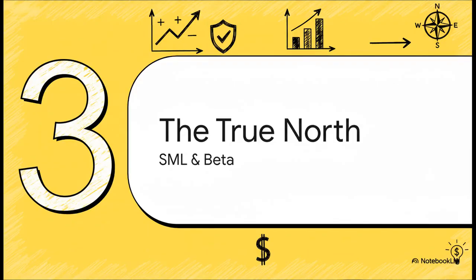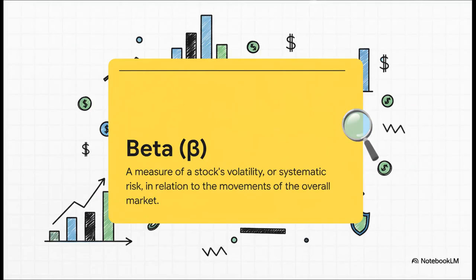Okay, but there's a catch, right? The CML is great for these ideal, super diversified portfolios. But what about a single stock like Apple, or your own personal portfolio that maybe isn't perfectly diversified? The CML doesn't help us there. For that, we need another tool, something more focused. And that tool is beta. This is it. This is the absolute core of CAPM. What's so special about beta? It ignores all that company-specific noise and measures only one thing: systematic risk.